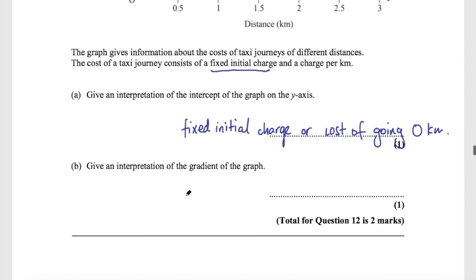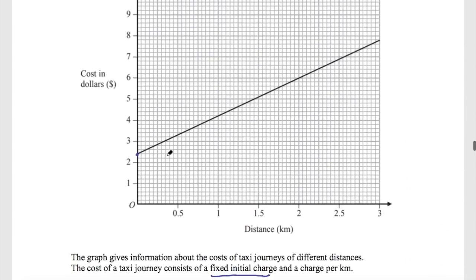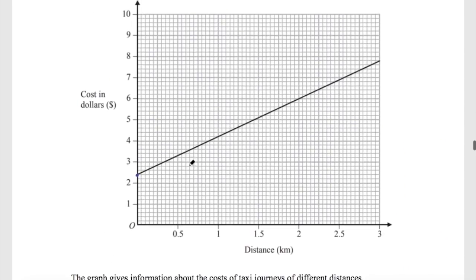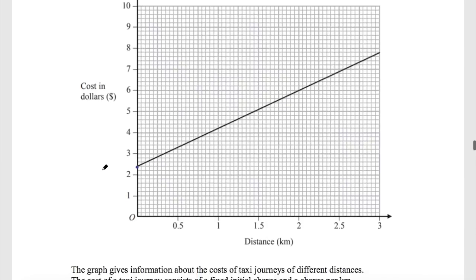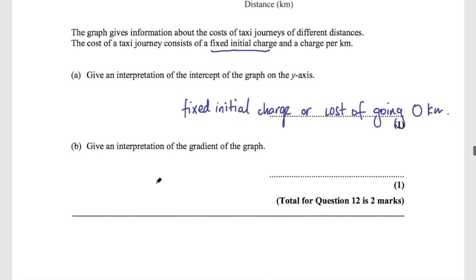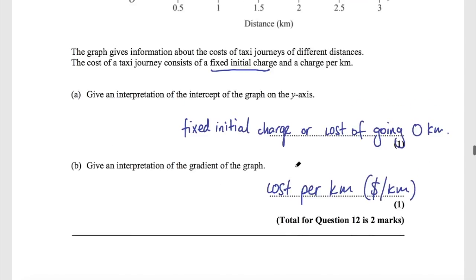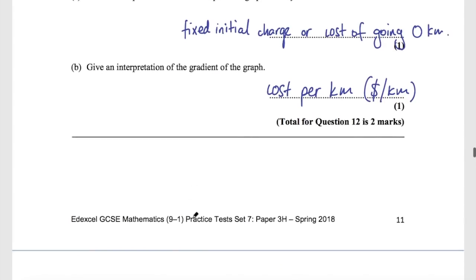Part B says, give an interpretation of the gradient of the graph. So as the distance is increasing, the cost is increasing. So the gradient is how much the cost is increasing per how many kilometers you go. So you could say it's the cost per kilometer, or dollars per kilometer. And that's what we really need to say for those questions.